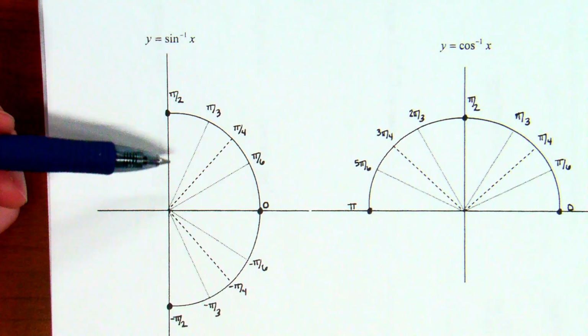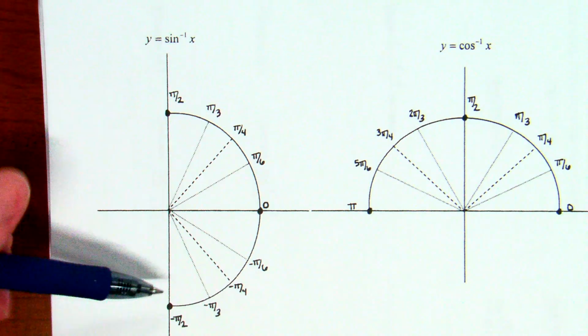Keep in mind though, this -π/2 is not 3π/2. It is 3π/2, but yet we cannot express it as 3π/2. Okay? So we're expressing from -π/2 to +π/2.